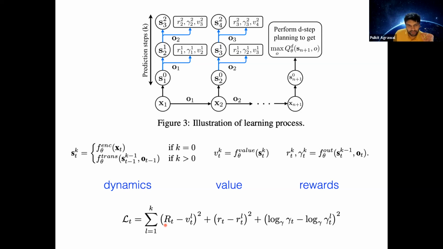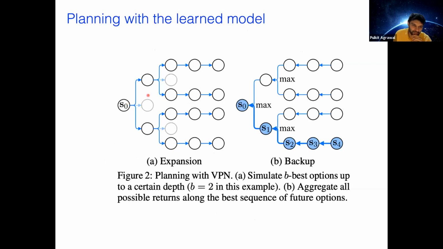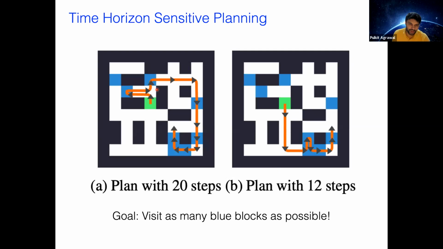And now, once I have this model, we can use this for planning, right? So I can now simulate many different trajectories through this model, and then find the one which leads me to the maximum reward. You can just do something like a tree search, if your action space is discrete, for example. They show some results on these toy domains where this green guy has to capture as many blue blocks as possible.